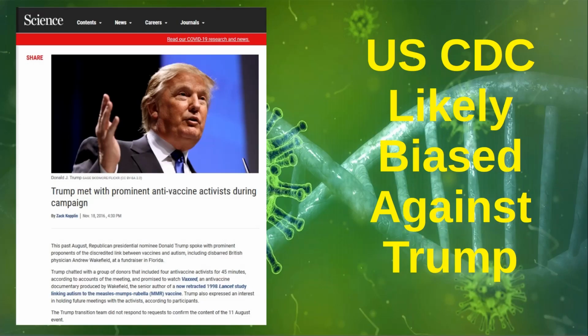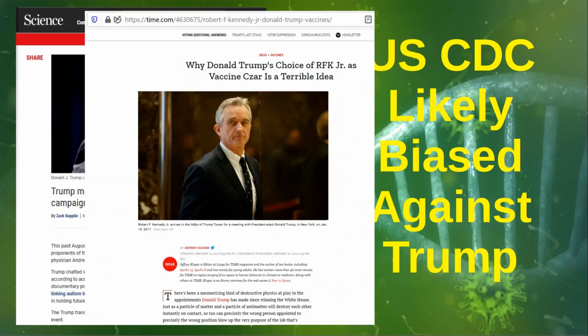The U.S. Centers for Disease Control is likely biased against President Trump for very specific reasons, not just his offensive behavior and personality. President Trump is a longtime critic of vaccine safety and effectiveness, long before he became president. As this article indicates, he's met with so-called anti-vaccine, they would call themselves vaccine safety activists during the campaign. He discussed making Robert F. Kennedy Jr., a liberal Democratic critic of vaccine safety, a vaccine czar, or involving him in assessing the safety and effectiveness of vaccines. It didn't happen, but he did do that.